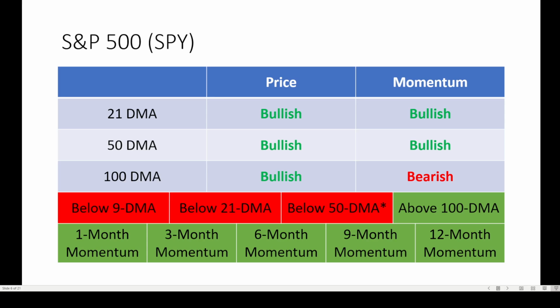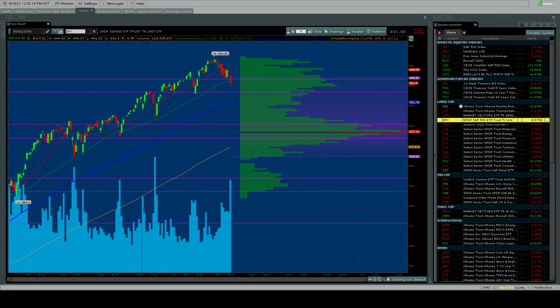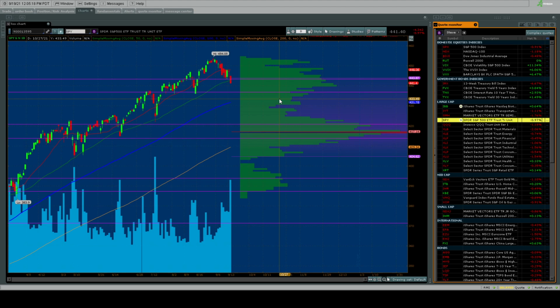Let's start out with the S&P 500, symbol SPY. We see price and momentum unchanged. The only thing we do see is it's sliding just below its 50-day moving average. Is that finally a risk-off look for the SPY? Well, let's take a look at the charts, because in the past, no, it's been a buying opportunity.